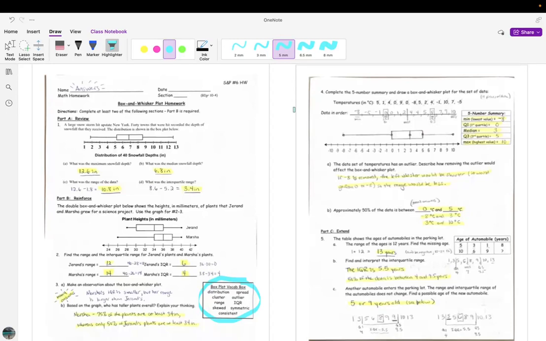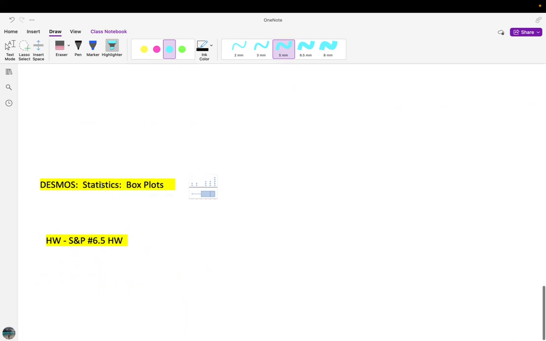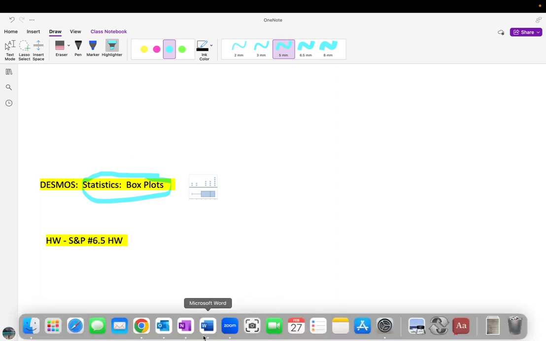And when you're done pressing pause and you're ready to move on, there is a Desmos activity for you to do. And once you do that, you can go ahead and get started on your homework.